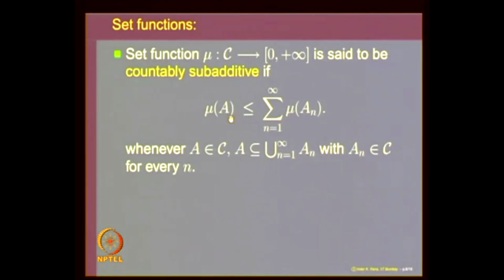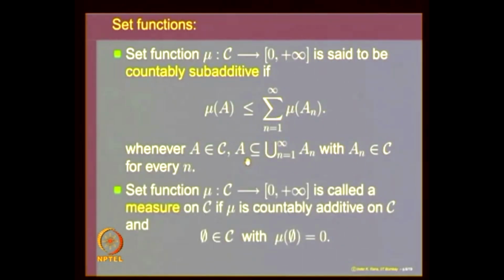So in some sense, if A is covered by a union of sets A_n, then we want the size, that is mu of A, to be less than or equal to the summation of mu of A_n, n equal to 1 to infinity. This is called countable subadditivity because here we are just saying that mu of A is less than or equal to, and we are not requiring that the A_n are pairwise disjoint. So this is called the countable subadditivity property of the set function mu.